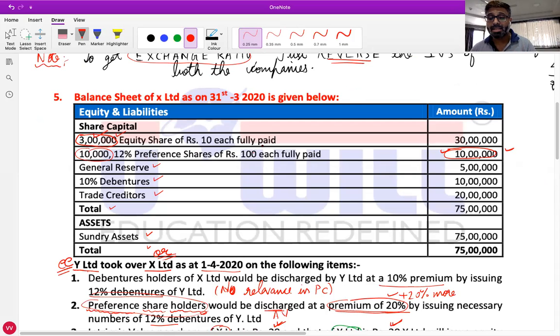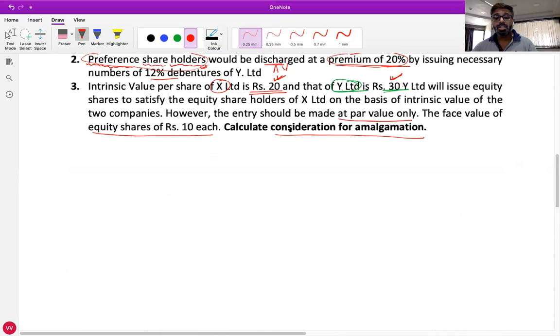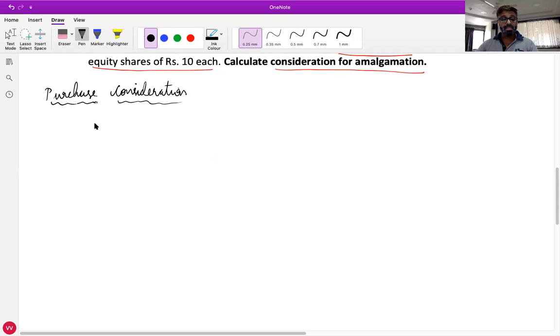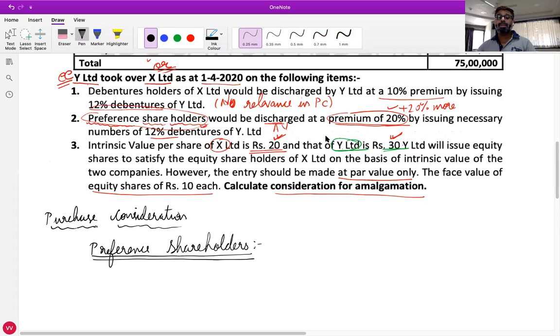Did you understand this intrinsic value method, everyone? So let us calculate it. Write down purchase consideration. First of all, we have to include the payments made to shareholders only. So first we will include the payment made to preference shareholders. What information is given regarding the payment made to preference shareholders?